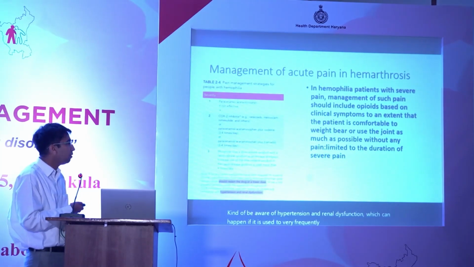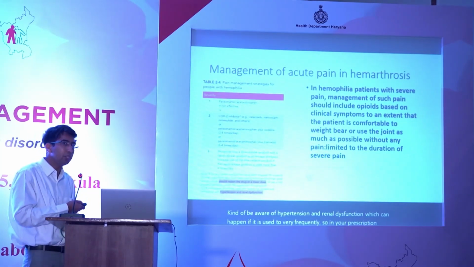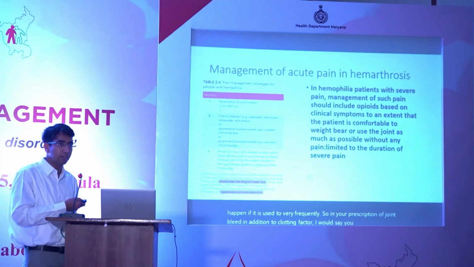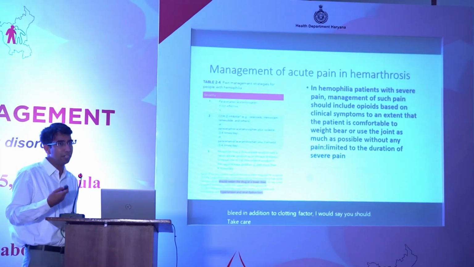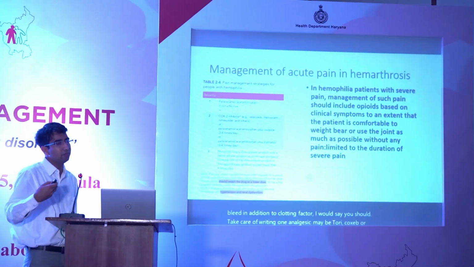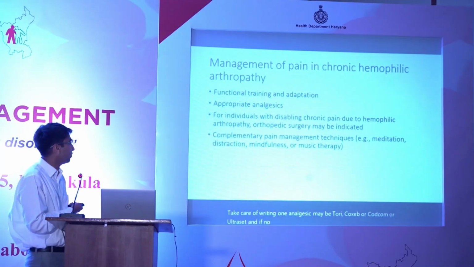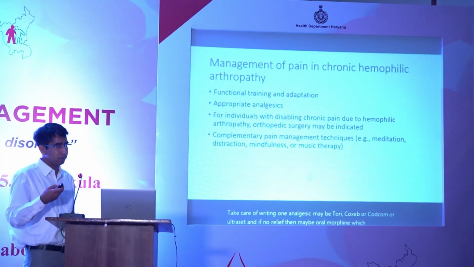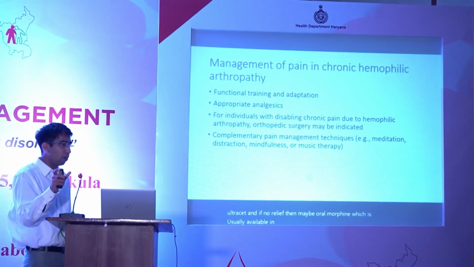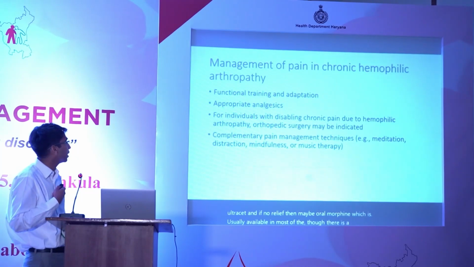So in your prescription for a joint bleed, in addition to clotting factor, you should take care of writing one analgesic, maybe etoricoxib or Codcalm or Ultracet, and if no relief, then maybe oral morphine, which is usually available in most places, though there is a form, Form 16, which you have to give, but it can be given.